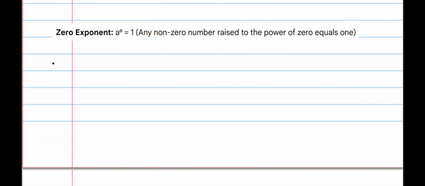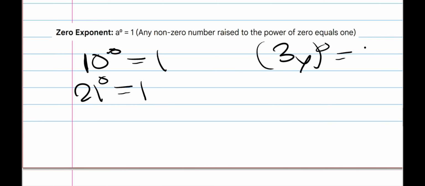Zero exponent. This is a simple thing for exponents. Any base with an exponent of 0 is equal to 1 all the time. So 10 to the power of 0 is equal to 1. Another example would be 21 to the power of 0 is equal to 1.